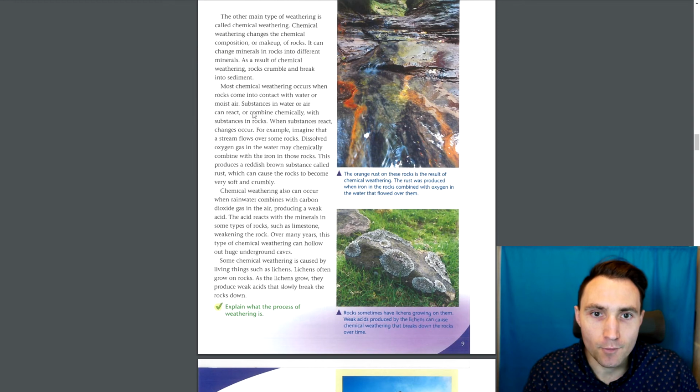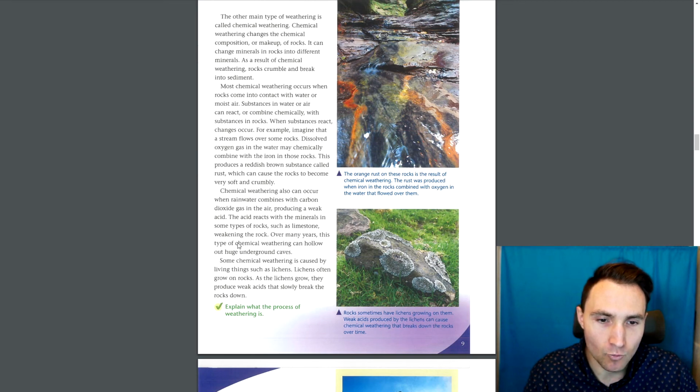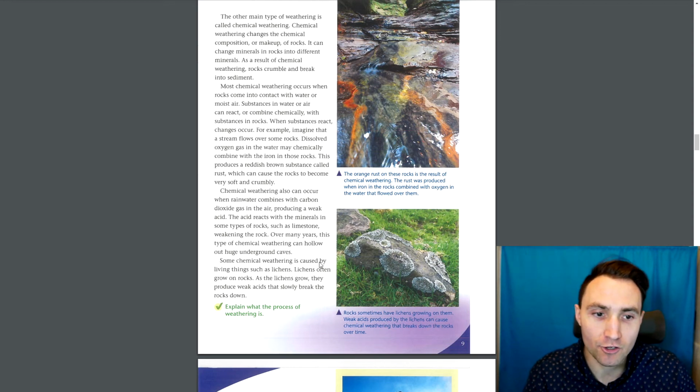And then learning a little bit more about this chemical weathering. Chemical weathering often occurs when rocks come into contact with water or moist air. Substances in water or air can react or combine chemically with substances in the rock. And then right here is an example of that taking place. Chemical weathering can also occur when rainwater combines with carbon dioxide gas in the air, producing a weak acid. The acid reacts with the minerals in some types of rocks, such as limestone, weakening a rock over many years. This type of chemical weathering can hollow out huge underground caves.